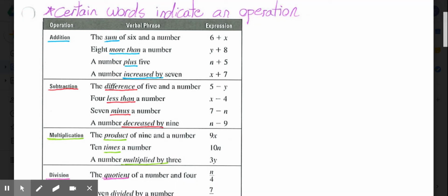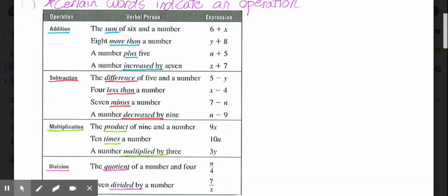Then for subtraction, we have a few different verbal phrases that are common. Something along the lines of the difference of 5 and a number. So difference means subtraction of 5 and a number. Now in subtraction, order matters. Because they said 5 and a number, 5 was first, number was second, so it was 5 minus our variable y.